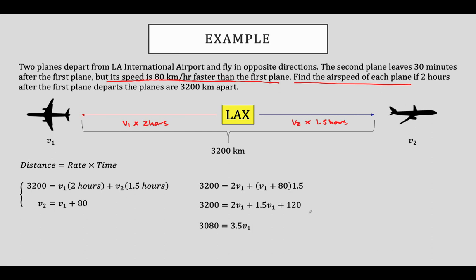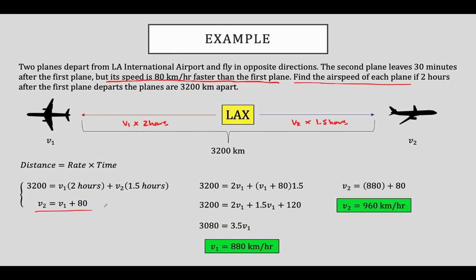And to solve for V1, we can divide both sides of the equation by 3.5. This leaves us with V1 is equal to 880 kilometers per hour. Now that we know what V1 is equal to, we can back substitute this into our second equation of our system to determine V2. V2 is equal to 880 plus 80. That gives us 960 kilometers per hour. That is the airspeed of the second airplane.